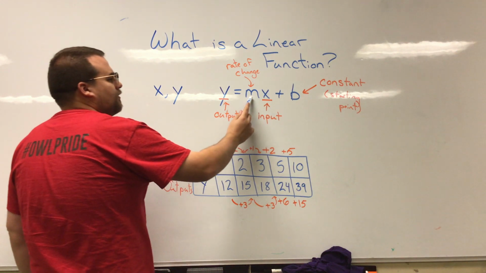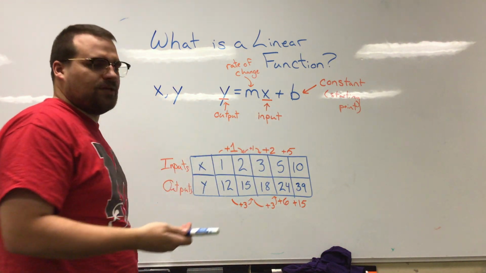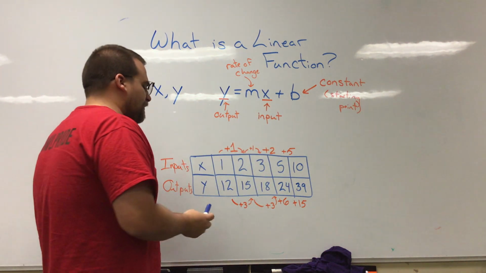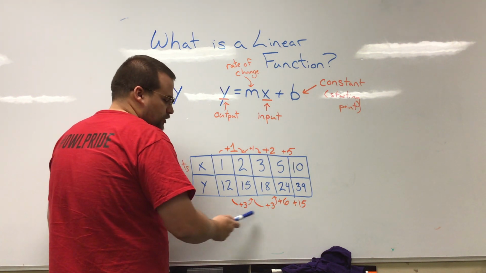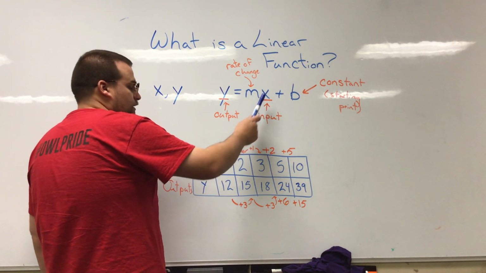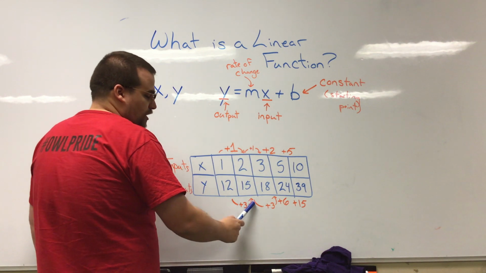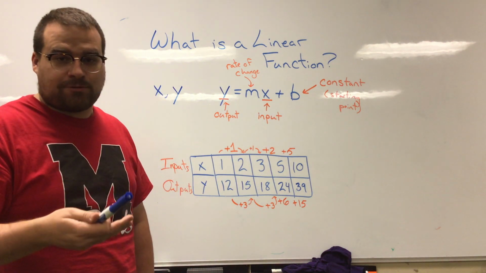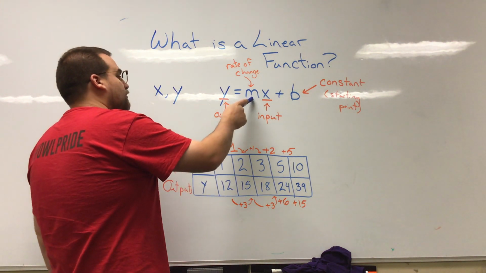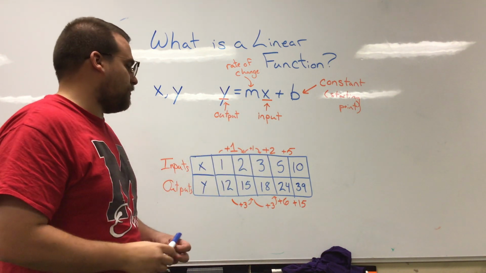So what this means is that M in our linear function is pretty representative of this change. The fact that every time we go up 1 in X, it goes up 3 in Y. That's our rate of change. That's what we're talking about.